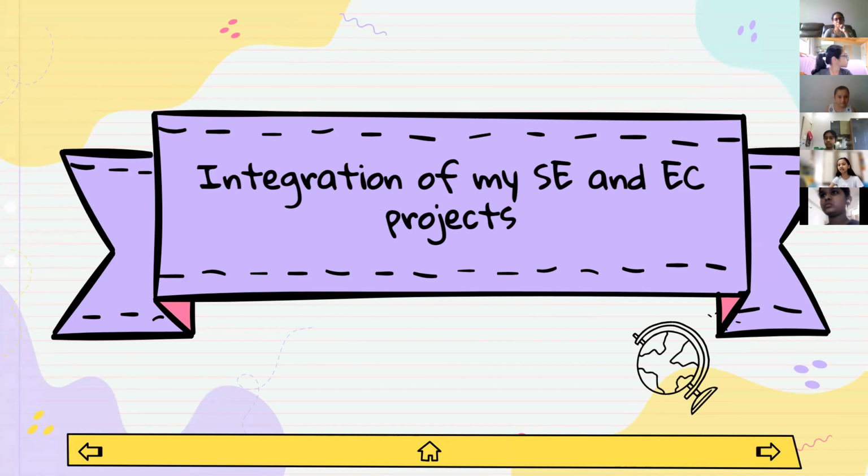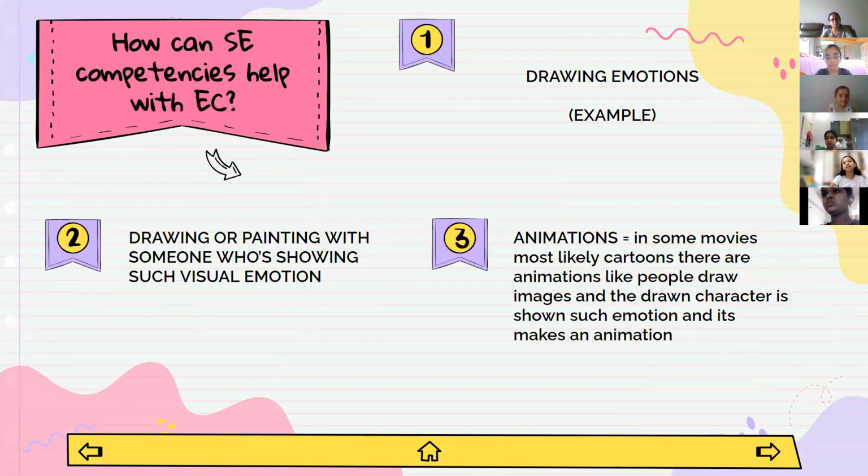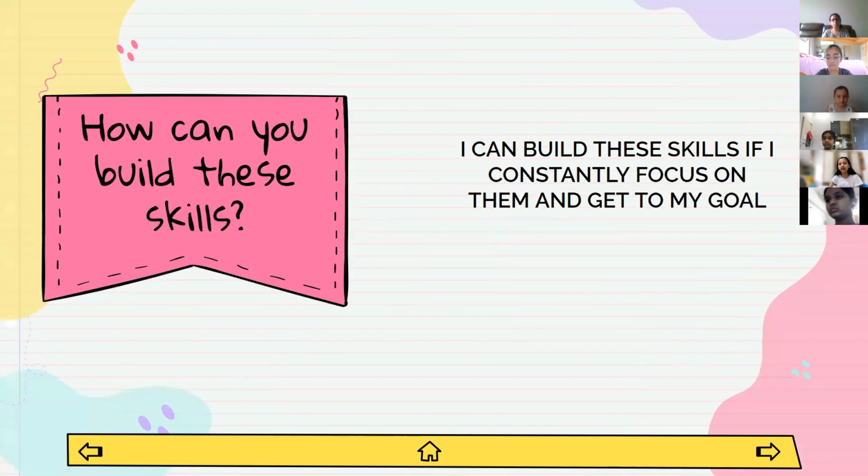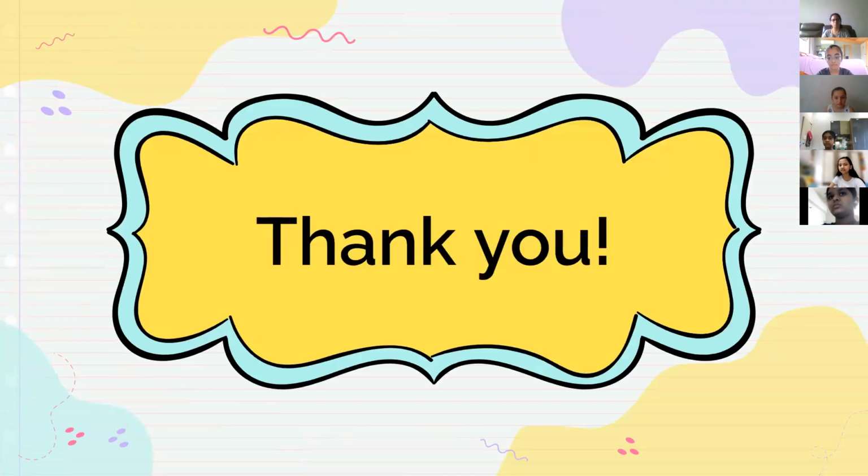Integration of my SC in EC projects. How can EC and SC competencies be used? One, drawing emotion is an example. Two, drawing or painting with someone, showing a visual emotion. And three is animations. I'm sure everybody has heard about animations. In most cartoons or movies, a cartoon character is drawn and showing an emotion. And how can I build these skills? I can build these skills if I constantly focus on them and work toward my goal. Thank you.